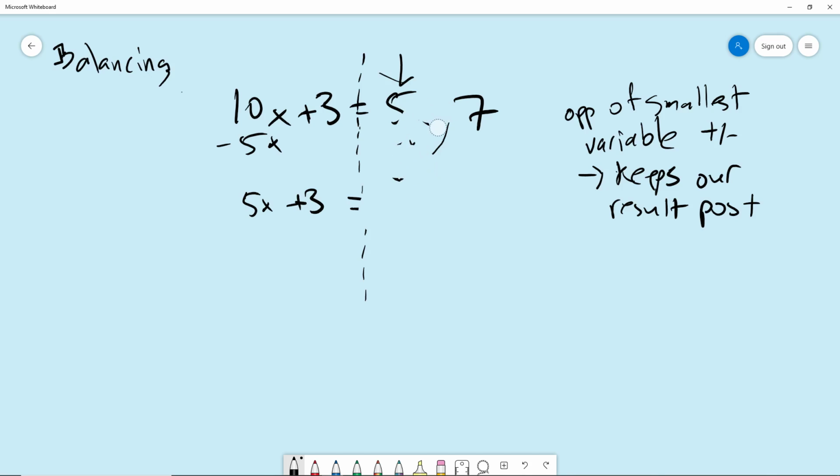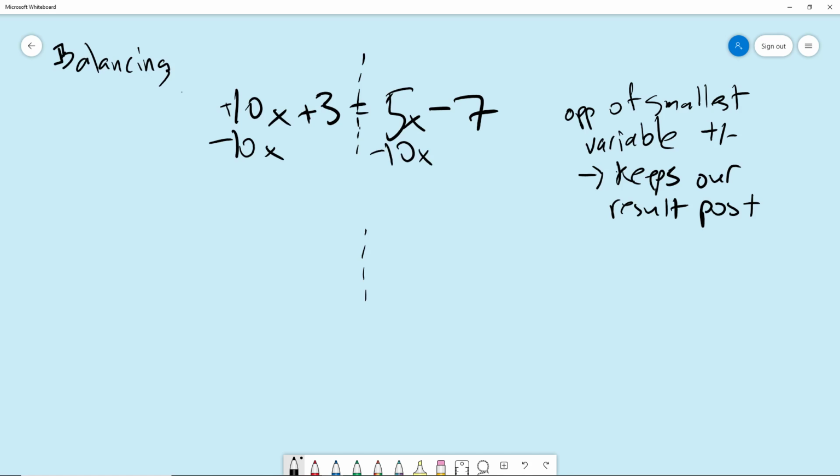But let's say I move the big one. What's going to happen? While I'm erasing and rewriting it, think about what's going to happen. So if I move the big one, 10x, 10 is larger than 5, and do the opposite of a positive 10, which is negative 10, I still have a 3 on this side, and on the right side, 5 minus 10, that gives me a negative. So if you add or subtract the larger term, you will end up with a negative. And if you're okay with working with that, that's fine. But for me, I have enough things going on in these problems, so I'm just going to try to keep as many things positive as possible.